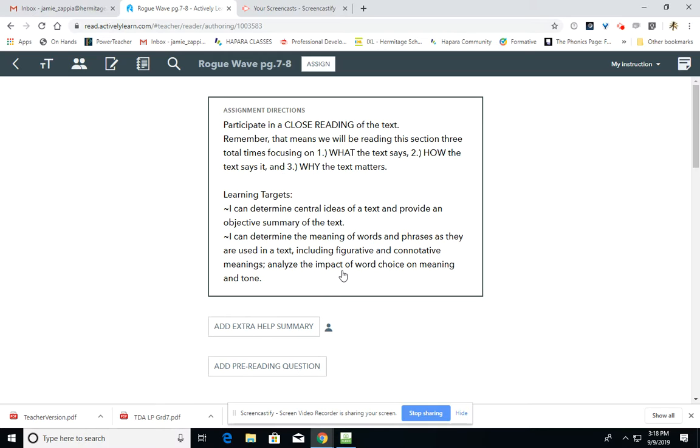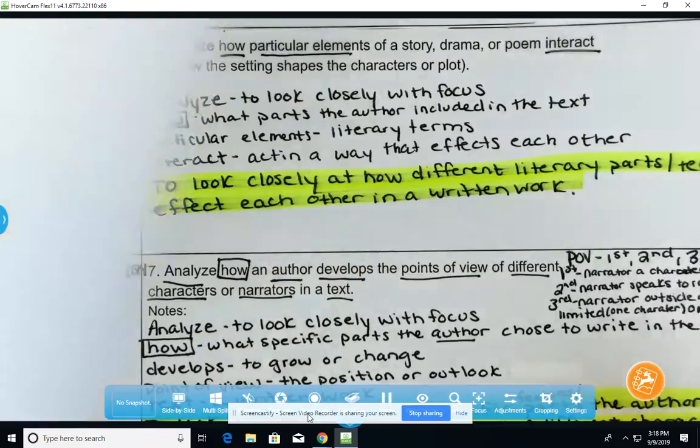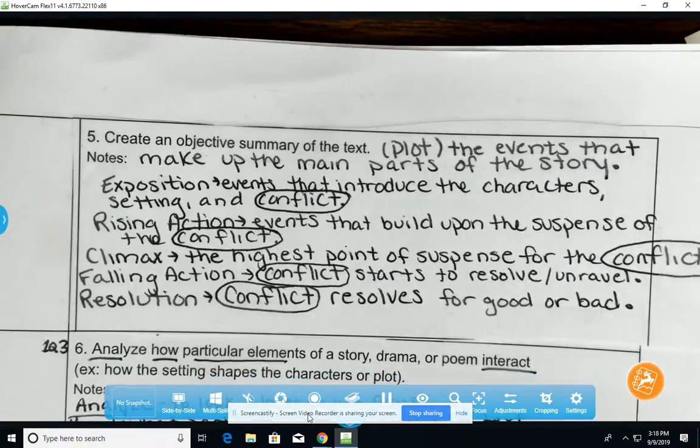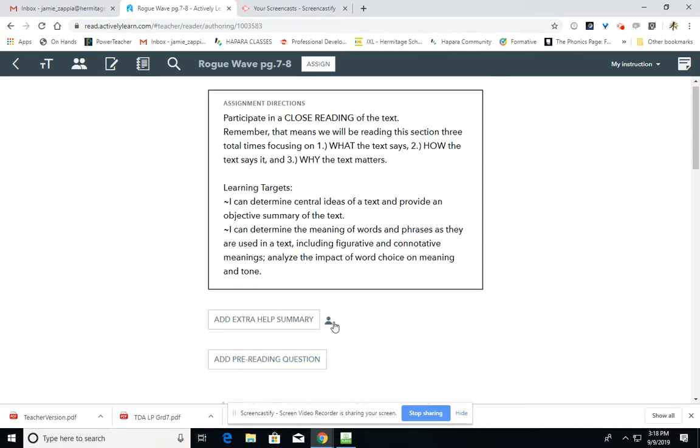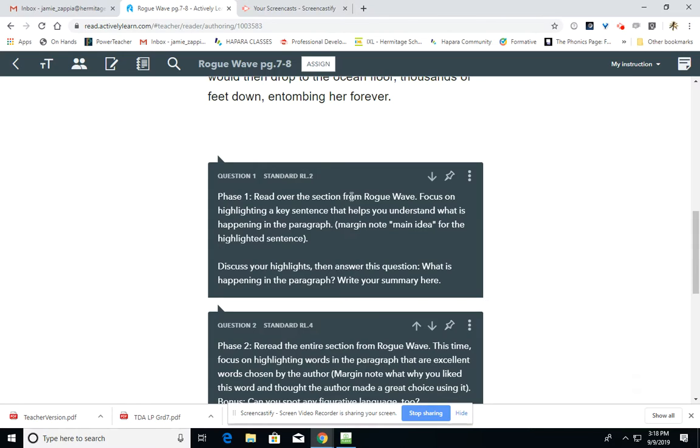As we look at this section, we are going to be focusing on, as I just said, summary of the text. Keep in mind, as before, as you create an objective summary of the text, we are looking at the basics of plot, and even within a paragraph, our summary of what's happening in that paragraph needs to first and foremost focus on the conflict of the narrative, because in literary writing, short story, novel, I don't care what it is, it focuses around a conflict. So that's the first target we're focusing on. And as we get into the first phase, you're going to see how that target is coming into play.